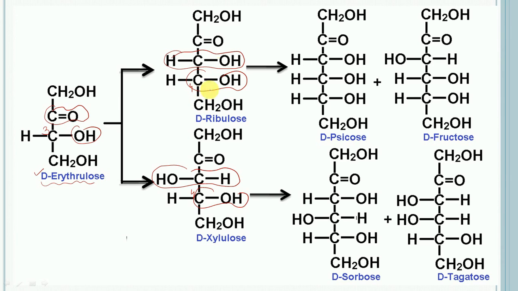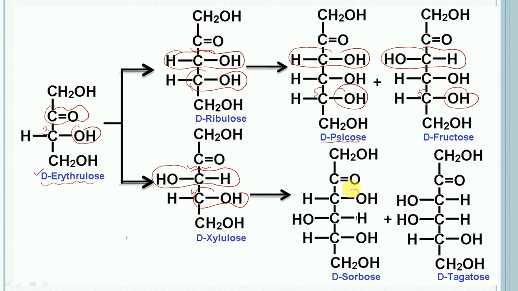Now again, one more chiral center is introduced next to the carbonyl group. In the first case, the hydroxy group lying on the right hand side is called D-psicose, and in the second one, the hydroxy group lying on the left hand side is called D-fructose. And in both these cases, carbon number 5, which is the penultimate carbon, has the hydroxy group on the right hand side, so they are assigned D configuration. Similarly, in the case of D-xylulose, the new chiral center is introduced next to the carbonyl.